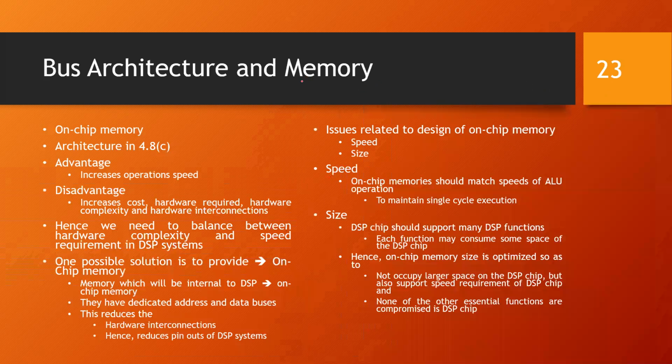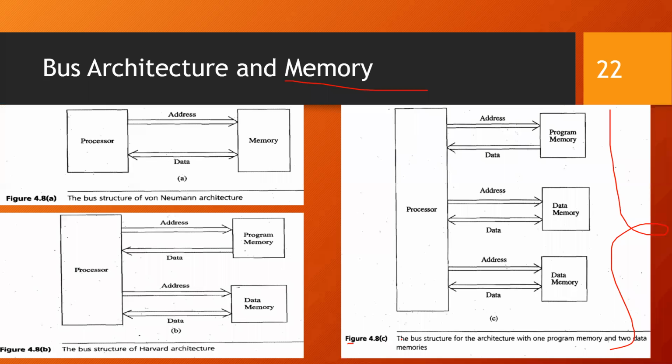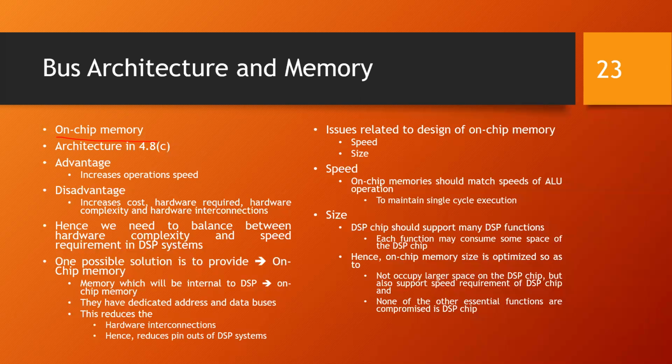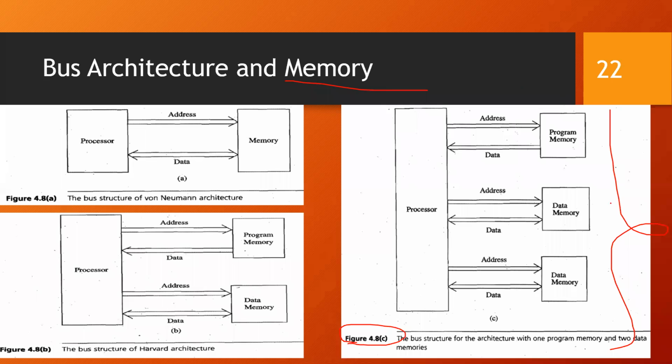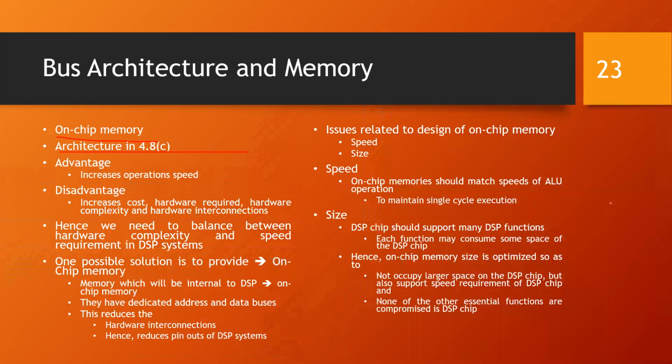Okay, there is another thing we have to look out for, which is memory. So what kind of memory? It can be on-chip memory. So what we have shown over here, the 4.8C. This is the architecture they have just shown. As I mentioned, this has the advantage that speed of execution is increased, but cost also increases. So that is a disadvantage. And along with that, you can see the hardware requirement also increases, then complexity also increases.